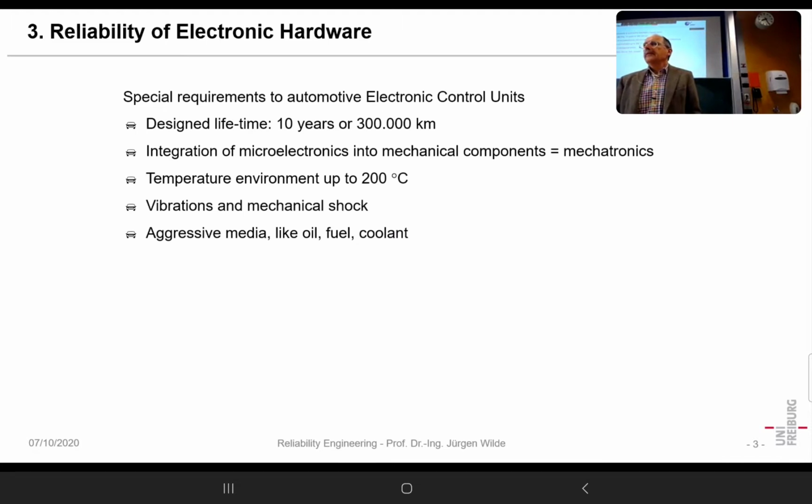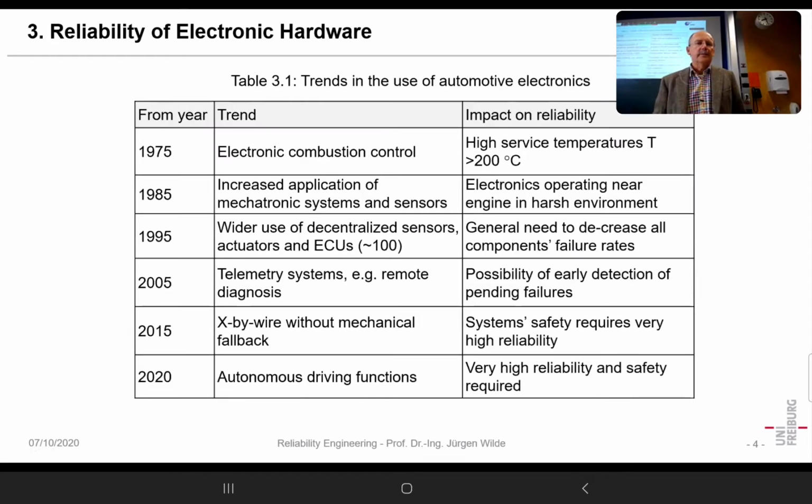also the cooling liquid has a certain aggressiveness, and something I forgot, one of the most aggressive is the brake fluid, which is a hydraulic oil, but it is very corrosive.